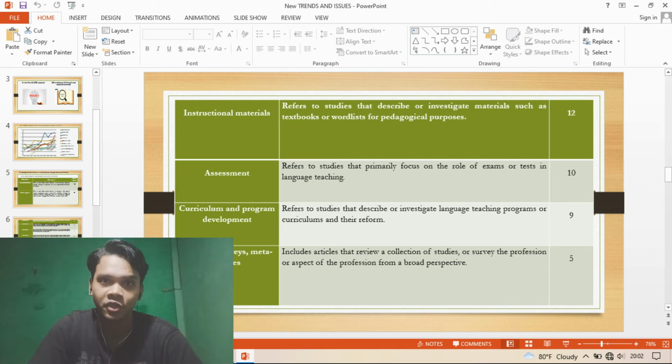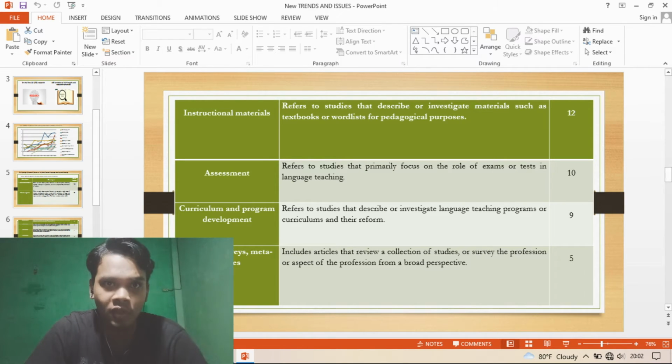And then learner cognition refers to studies that primarily focus on the learner's attitudes, beliefs, confidence, self-image, and emotional disposition, among other similar traits, and how these impact their learning behaviors and patterns. The focus is on what learners think. The number of articles here is 20.